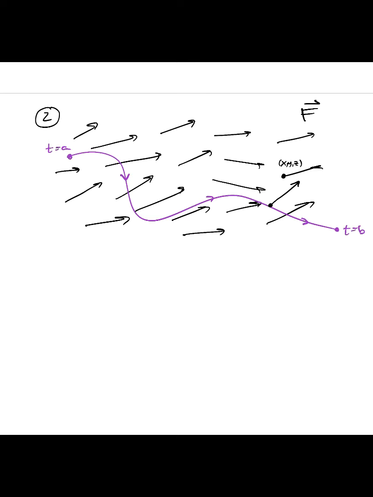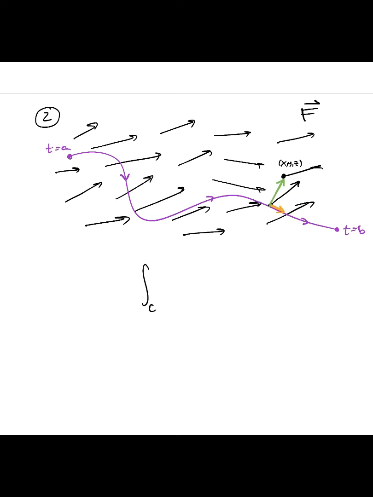We're interested in the component of that arrow along the curve. We don't care about the part of that arrow, for the purposes of this discussion, perpendicular to the curve. We only care about the part along the curve in orange.